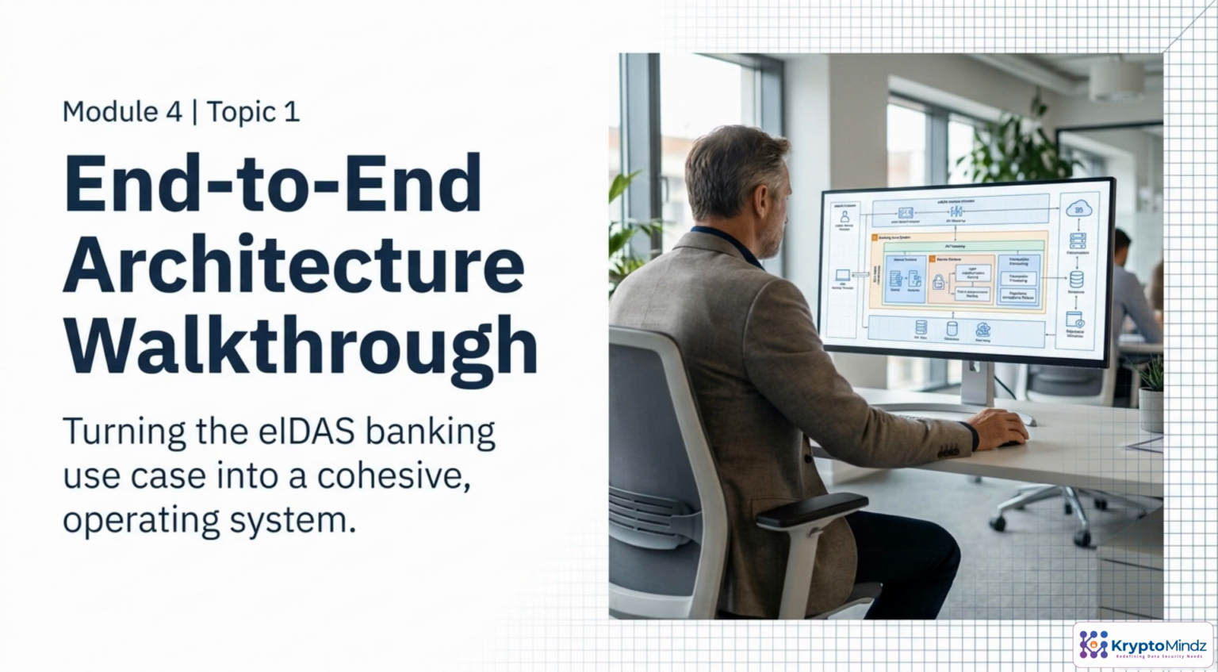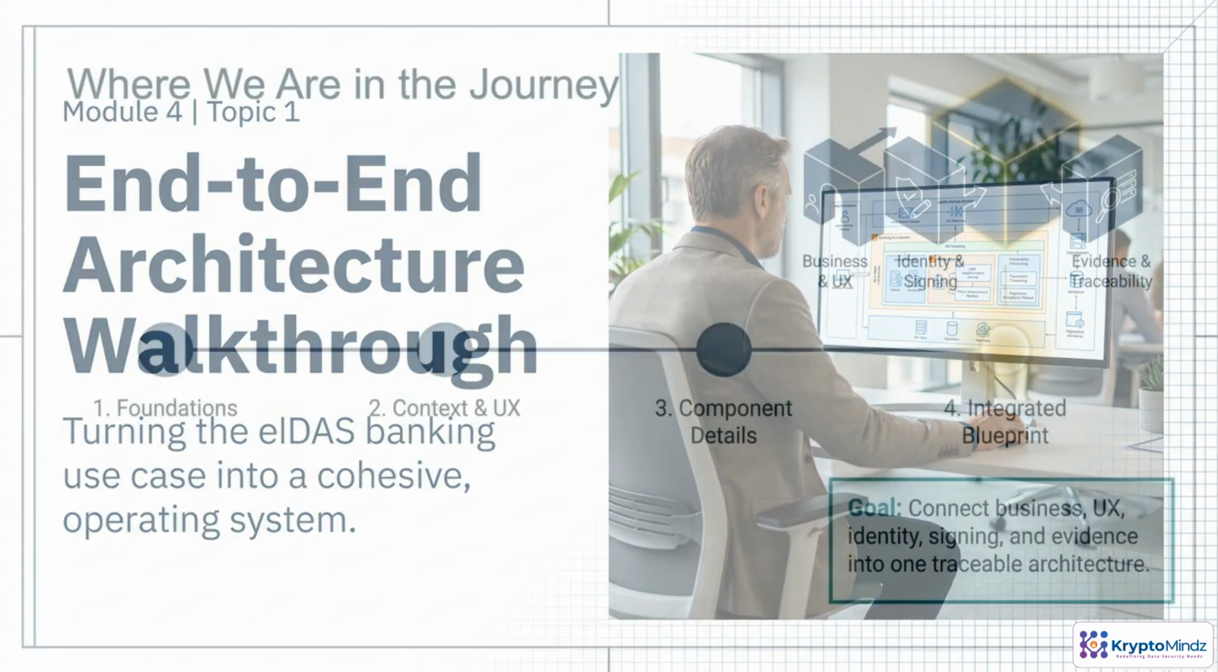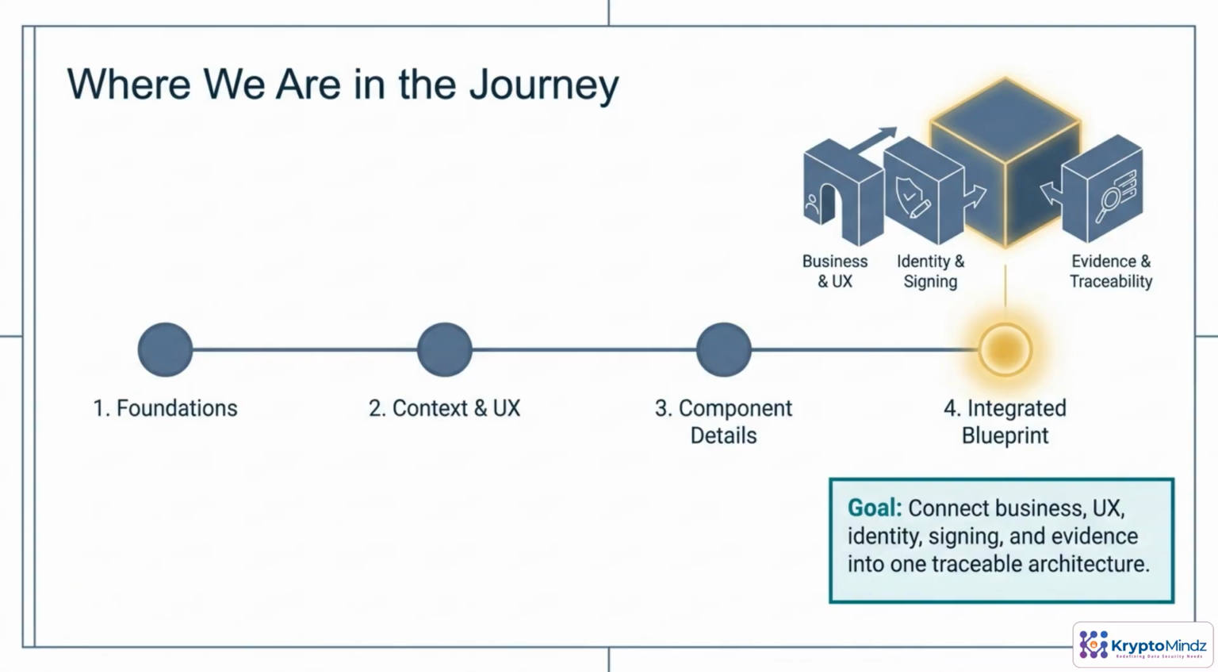Imagine a customer starting a banking relationship fully online and ending with an active account that's completely eIDAS compliant. In this module, we'll connect onboarding, identity proofing, qualified e-signatures, and evidence services into one clear, traceable architecture. You've already seen the foundations, the business context, and the detailed components for identity, signing, and evidence. Now we'll stitch those pieces into a single end-to-end blueprint that you can present, defend, and later evolve in future modules.